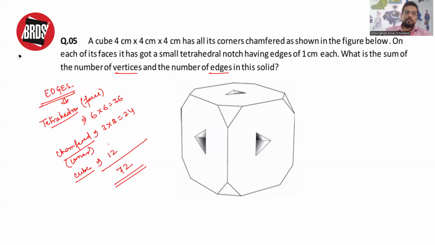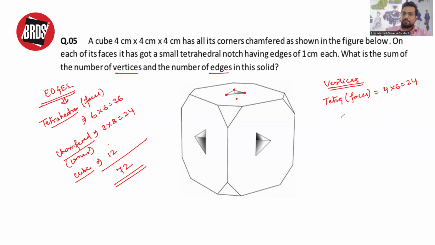Similarly, if we do go for the vertices into the same figure, let's again first talk about that tetrahedron shape, the tetrahedron on the faces. Every tetrahedron is creating 1, 2, 3, and 4 total vertices. So 4 into 6, we will get 24 of them.